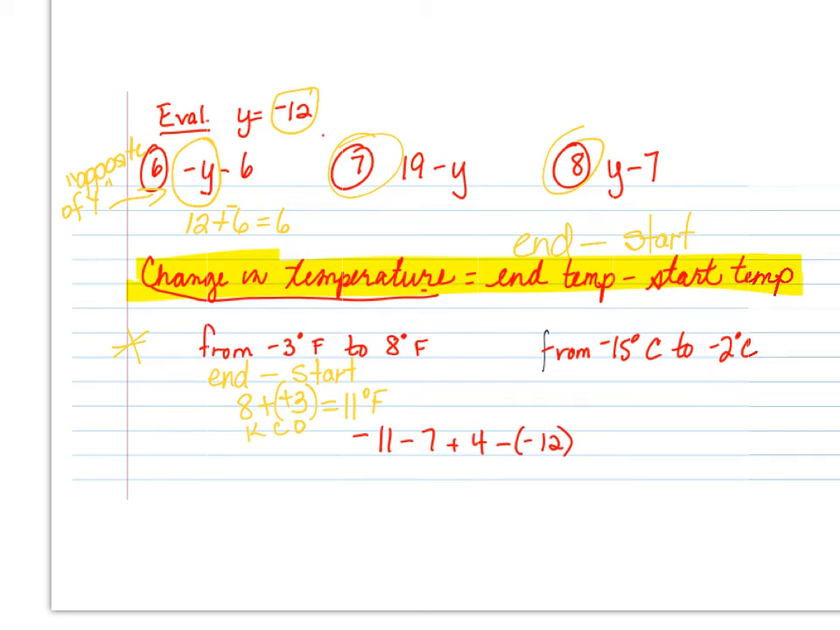Look at the next one. It went from -15 degrees Celsius to -2 degrees Celsius. This is where it ended up, right? So we're going to do -2 minus, well, it started at -15. It's a subtraction. Keep, change, opposite. So it's -2 plus +15, and we get 13 degrees Celsius.